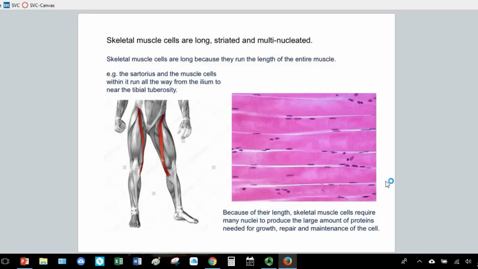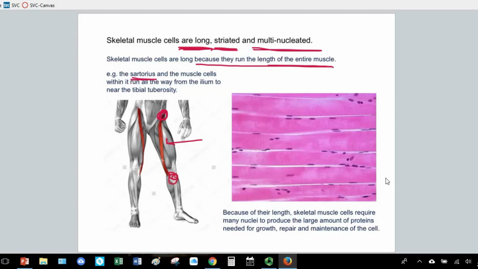Okay, skeletal muscle cells are long, they're striated, and they're multinucleated. So here's this muscle right here that's highlighted as the sartorius. It's involved in hip flexion. And skeletal muscle cells are long because they run the length of the entire muscle. So the sartorius here, its origin is up there on the ilium on the hip, and it comes down here and it inserts on the tibial tuberosity.